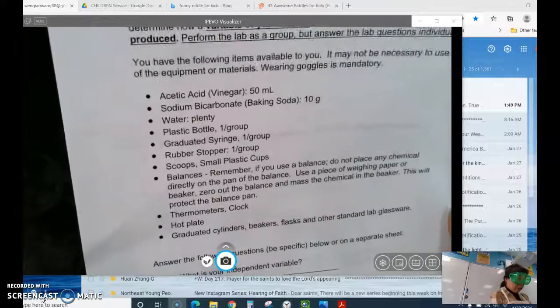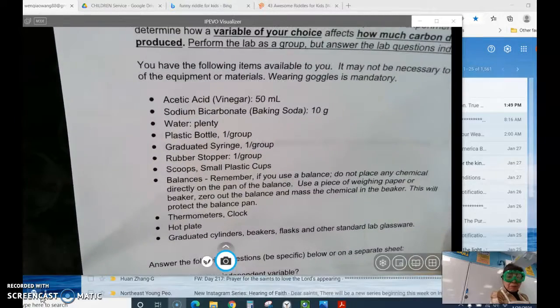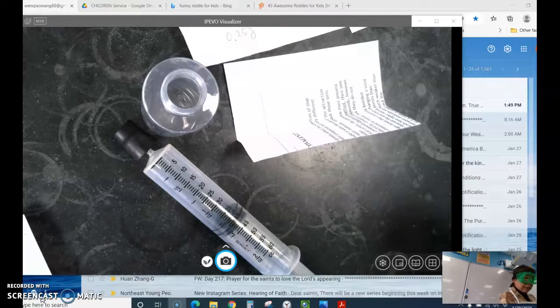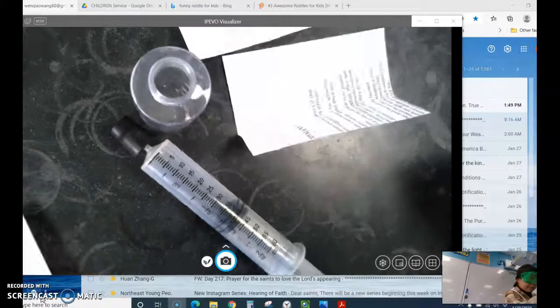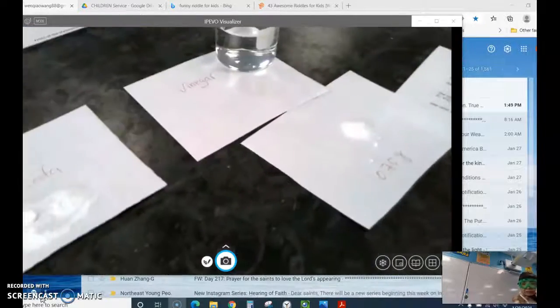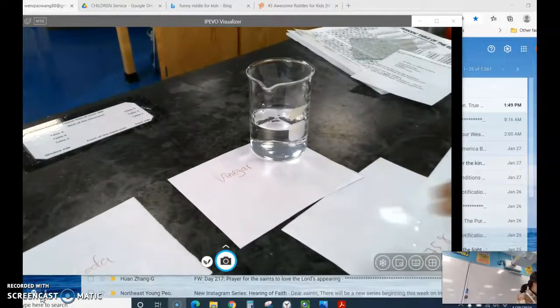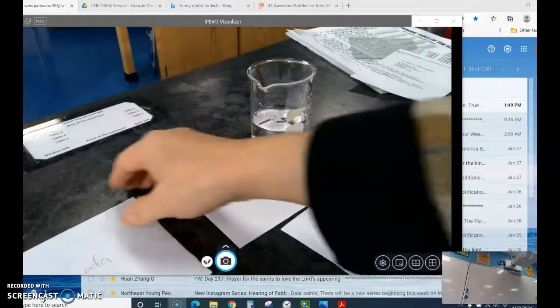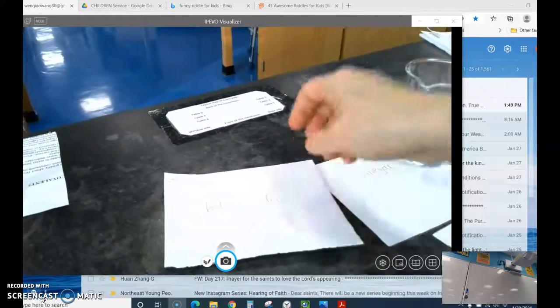Okay, so what I have decided to do is change the amount of baking soda. So I'm going to try to manipulate the table. You can see my table here. From this direction, this version is better. You can see I have vinegar. And then this one is my baking soda.